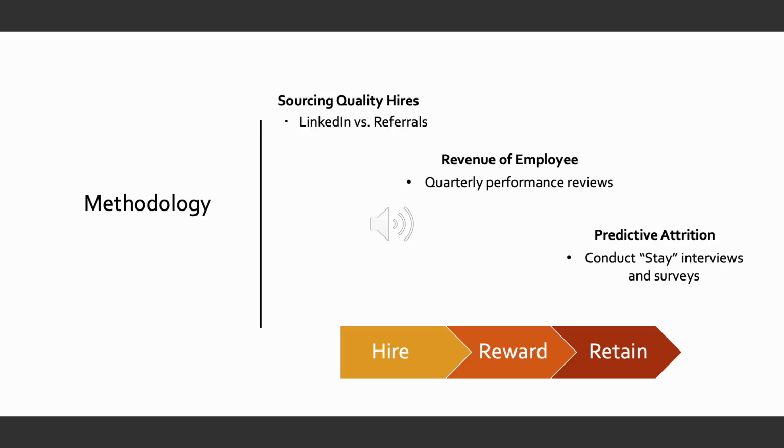Secondly, the revenue per employee can be determined through quarterly performance reviews. Based on these performance reviews, the company can compensate those high performers with rewards. Finally, our predictive attrition will be conducted through stay interviews and surveys. This will help us consider the attributes of our company that attract and retain high performers.